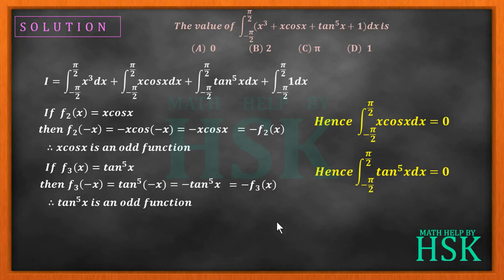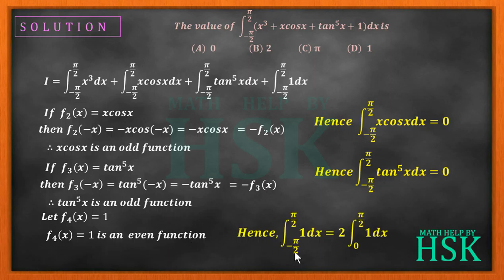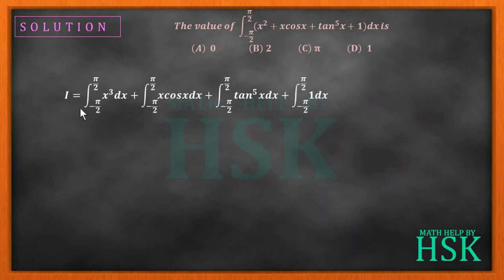Now taking the fourth function, that is 1, I assume that it is equal to f4 of x. It is a constant function, and a constant function is an even function, therefore f4(x) is equal to 1 is an even function. Hence we can write 1 dx from minus pi by 2 to pi by 2 is equal to twice 1 dx from 0 to pi by 2. So this I is now equal to 0 plus 0 plus 0, because all these three definite integrals were equal to 0, and this can be written as twice 1 dx from 0 to pi by 2.